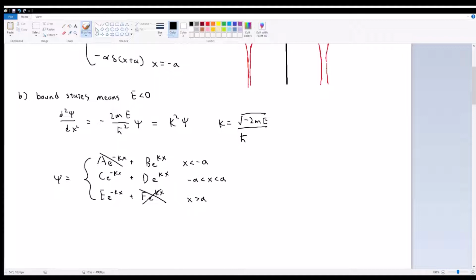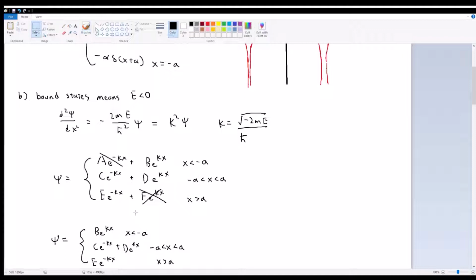we have to require that f equals 0, because if it didn't, then e to the kx would blow up to infinity at x equals infinity, and therefore we would once again be stuck with an unnormalizable function. So our simplified piecewise solution becomes b e to the power of kx when x is less than negative a, c e to the negative kx plus d e to the kx when x is between negative a and positive a, and then e times e to the negative kx when x is greater than a.